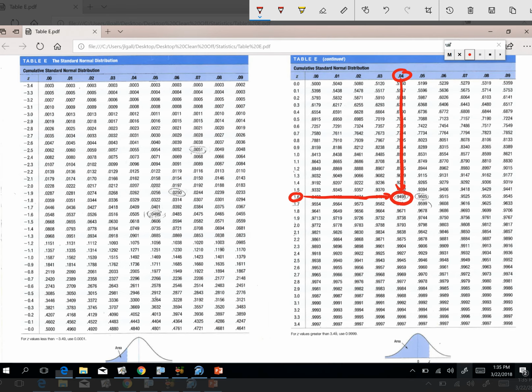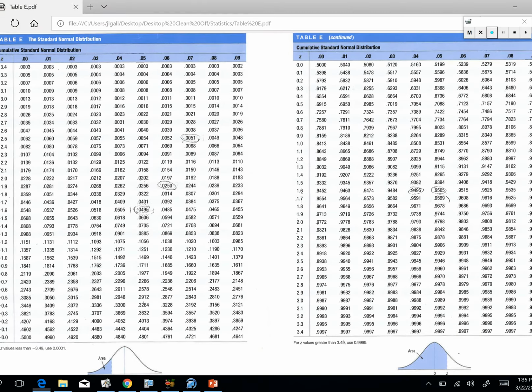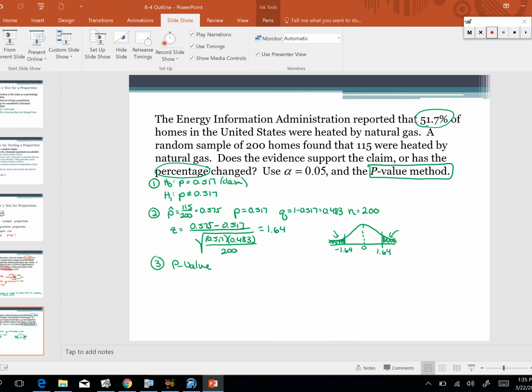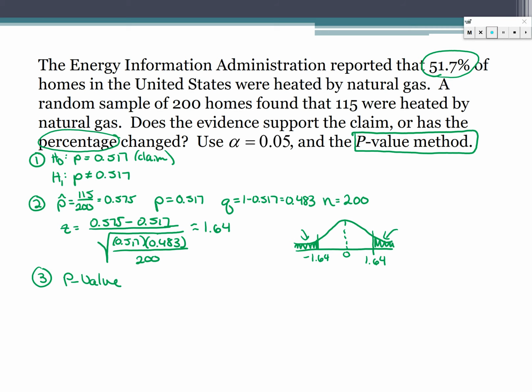But here's what we have to remember. When we look that up, the 0.9495 is the area to the left of this value. I don't want the area to the left. I need the area to the right. So this area is 1 minus what we found in the table of 0.9495. So this area is 0.0505.